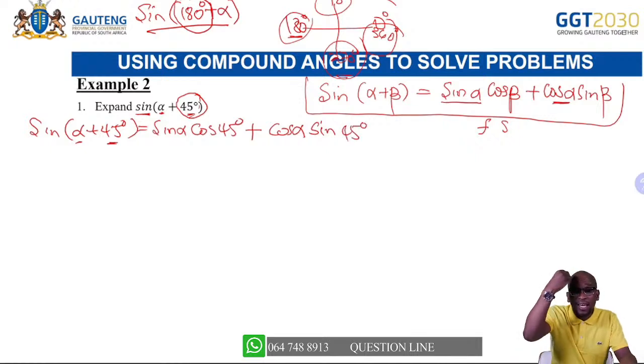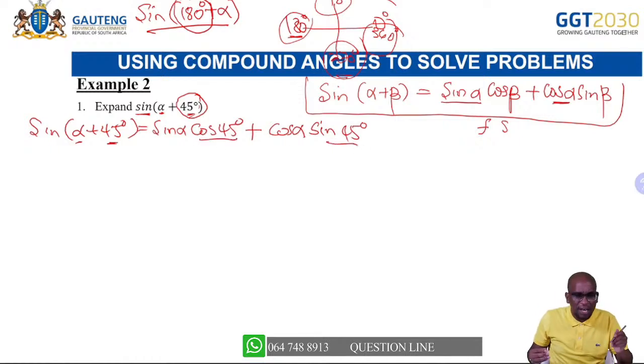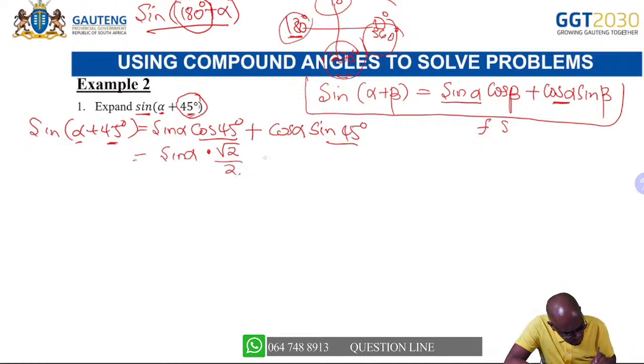Now you've expanded that one, but you get to see that, oh, I have these special angles. I know 45 is a special angle, so I can further simplify this one. So this would be the sine of alpha, cosine 45 would be the square root of 2 over 2. You use your calculator to simplify that one. Plus the cosine of alpha times, it's a special angle.